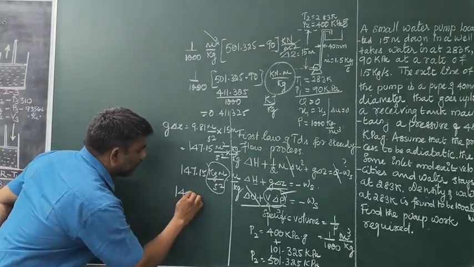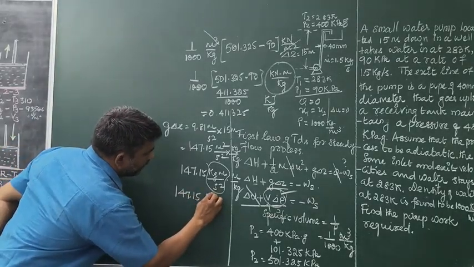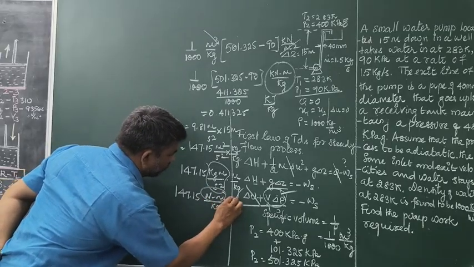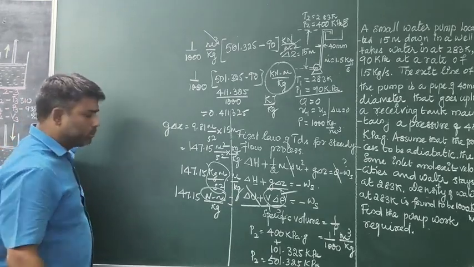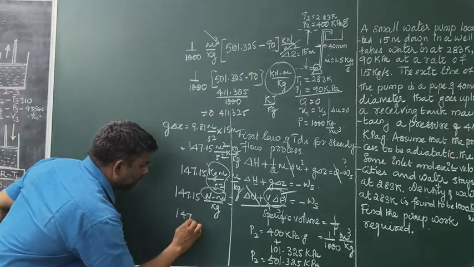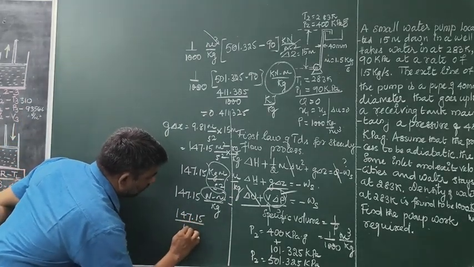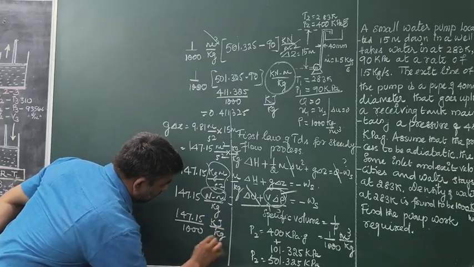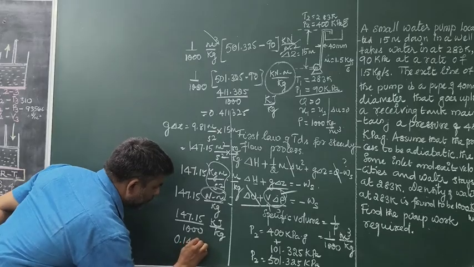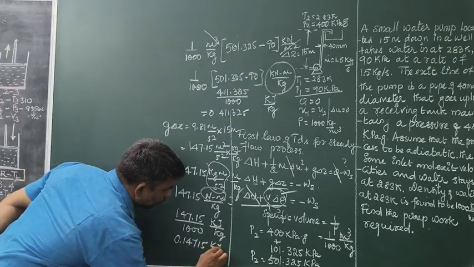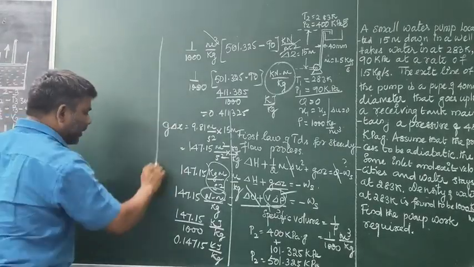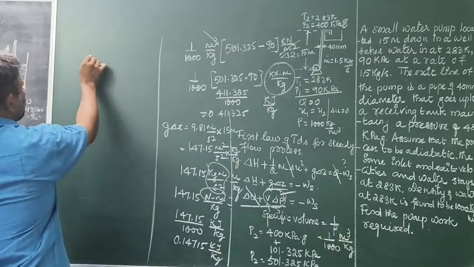So 147.15 Newton meter per kg. Newton meter is nothing but joules. I am in need of kilojoules, hence 147.15 divided by 1000. The unit becomes kilojoules per kg. The answer is 0.14715 kilojoules per kg. Okay, what next? Minus Ws.